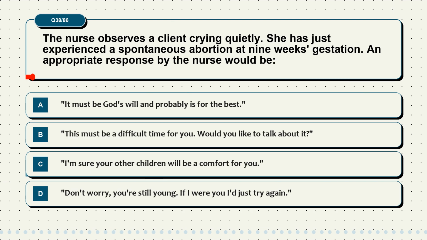Question 38. The nurse observes a client crying quietly. She has just experienced a spontaneous abortion at 9 weeks gestation. An appropriate response by the nurse would be, here are the options. Option A. It must be God's will and probably is for the best. Option B. This must be a difficult time for you. Would you like to talk about it? Option C. I'm sure your other children will be a comfort for you. Option D. Don't worry, you're still young. If I were you, I'd just try again.